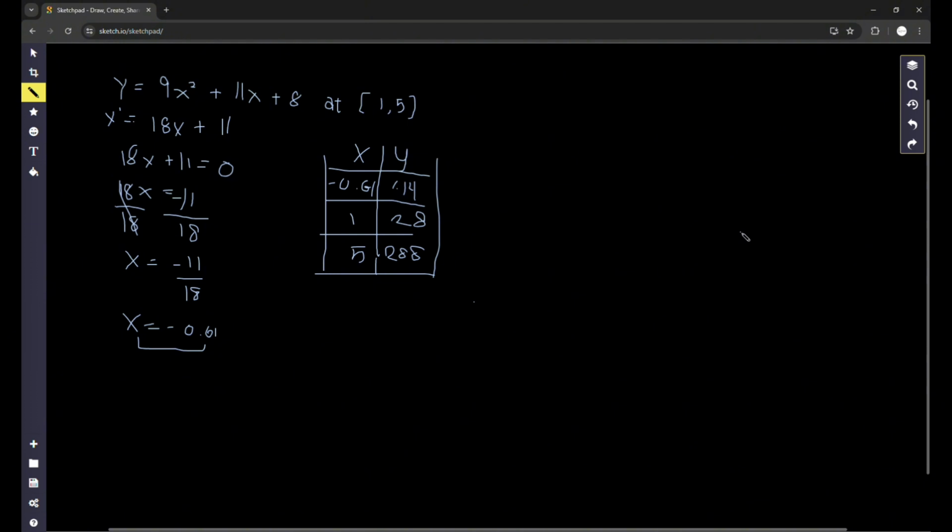Then equate 18x plus 11 equal to 0. 18x is equal to negative 11. Divide both sides by 18. We have x is equal to negative 0.61. Then let's get its maxima and minima point. For the x we have negative 0.61, positive 1, and positive 5. And for the y we have 1.14, positive 28, and positive 285.